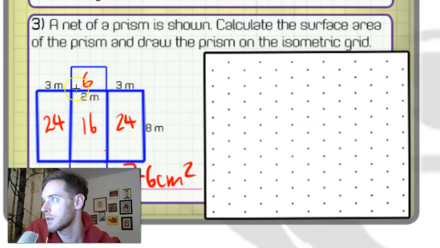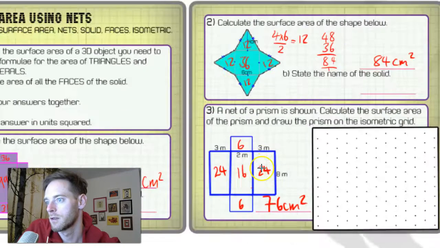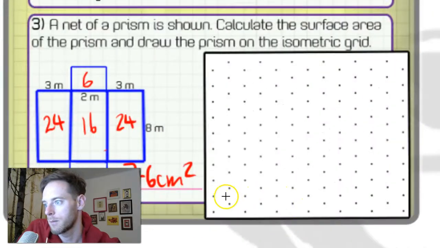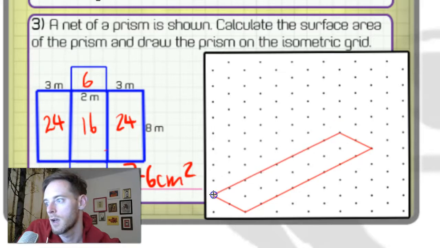Now I can see that the base is a 2 by 8. So I'm going to draw that base first. Oops, didn't want to go that far in. Let's go back in. There we go. So that is the front face, if you like. Then we're going to go 8 back: 1, 2, 3, 4, 5, 6, 7, 8. And then we're going to go 2, and then we're going to go 8. So that is the base of the shape.